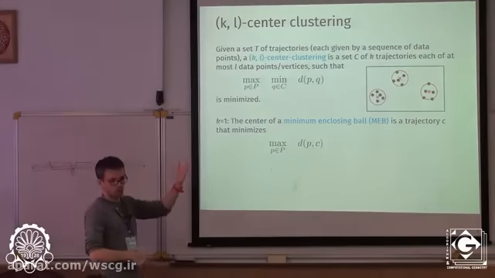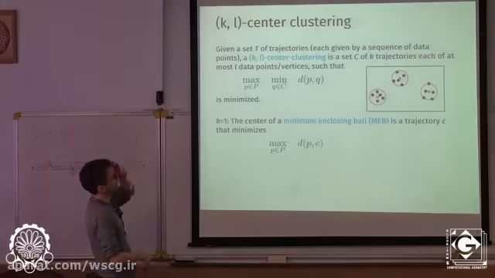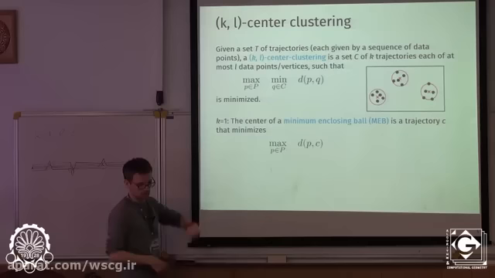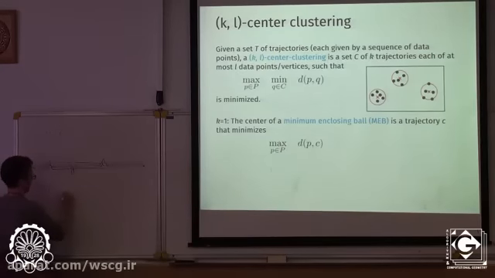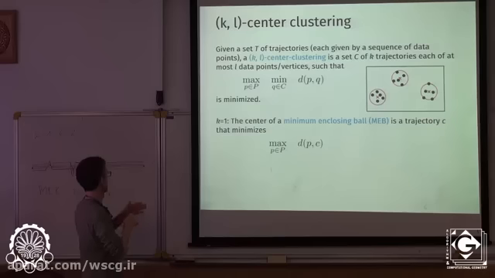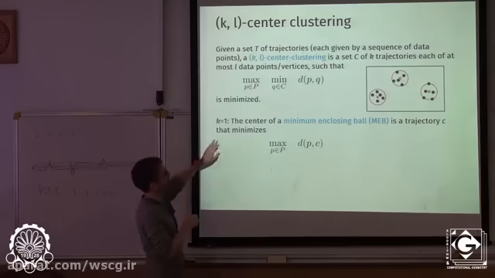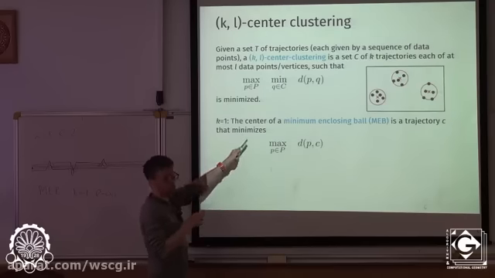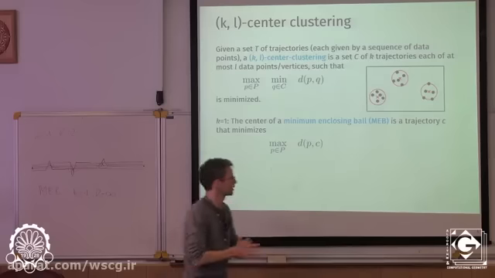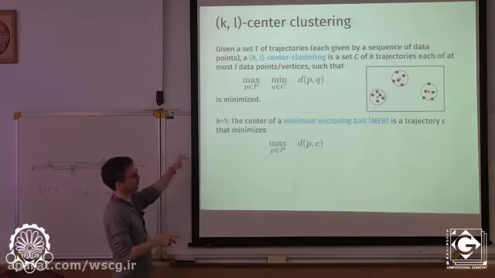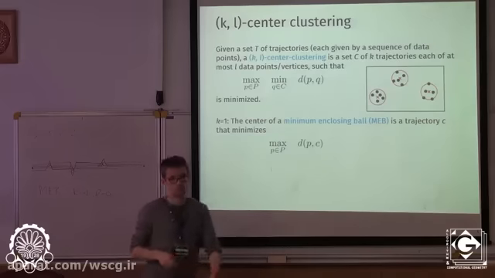So if you think of it in terms of points, I should have said K is 1 and L is... so minimum enclosing ball is not only K is 1, but also L is, let's say, infinity. Then I have the minimum enclosing ball problem, which is a problem that is interesting as such. For points, finding the minimum enclosing balls is easy, but here for trajectories, as we'll see, it is actually a difficult problem already.